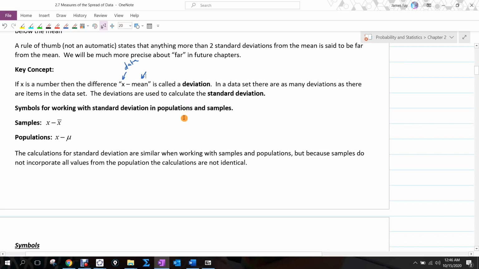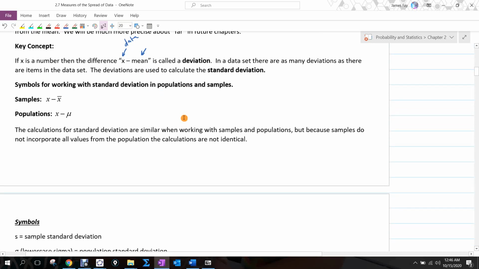We're going to have some symbols here for working with standard deviation. We first have to know what we're talking about. Are we talking about a set of data that comes from a sample, or from a population? If we're talking about samples, we have to use the notation for samples. X is your data point, your individual value. X bar is your sample mean. If we're dealing with populations, X is again your data point, but mu is your population mean.